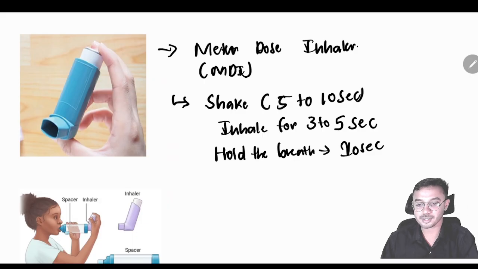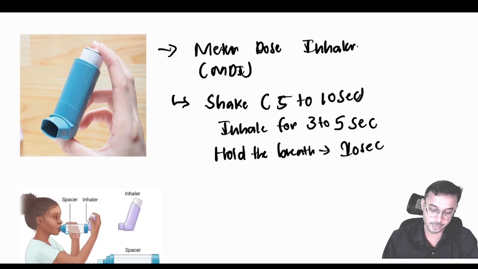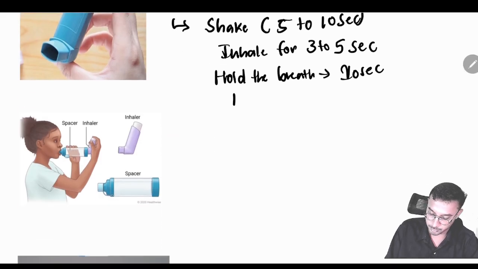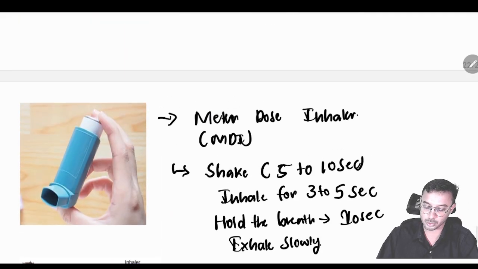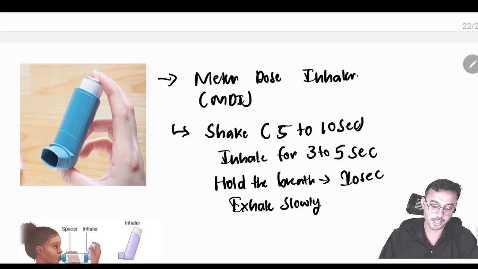Just imagine you hold the breath for 30 seconds. It is very difficult even for us, so how can an asthmatic patient hold it, right? Previously they used to say 30 seconds, but here it is only 10 seconds. Okay, and exhale slowly. These are all the steps that you are going to perform while using this meter dose inhaler. So very important.